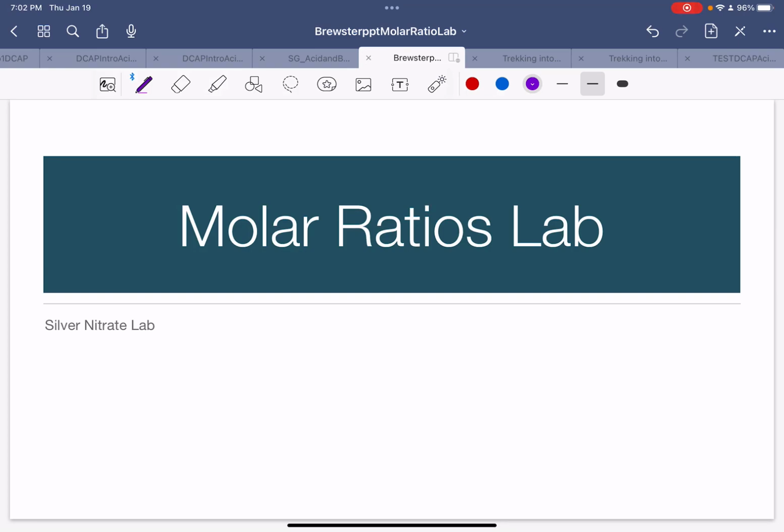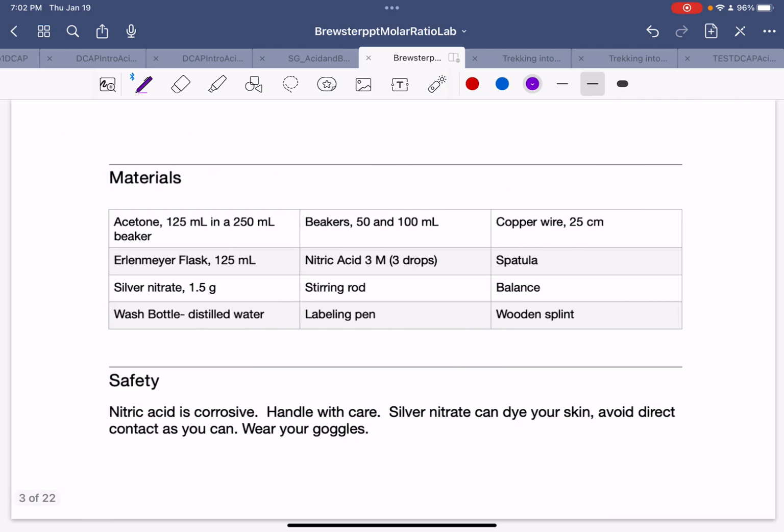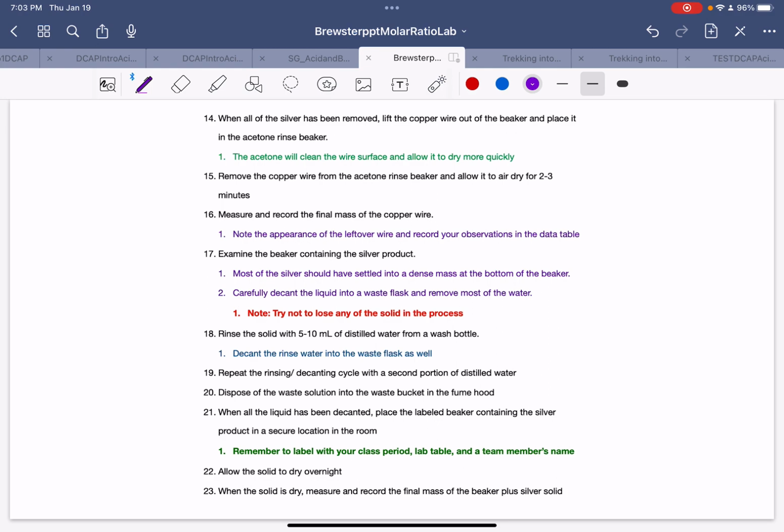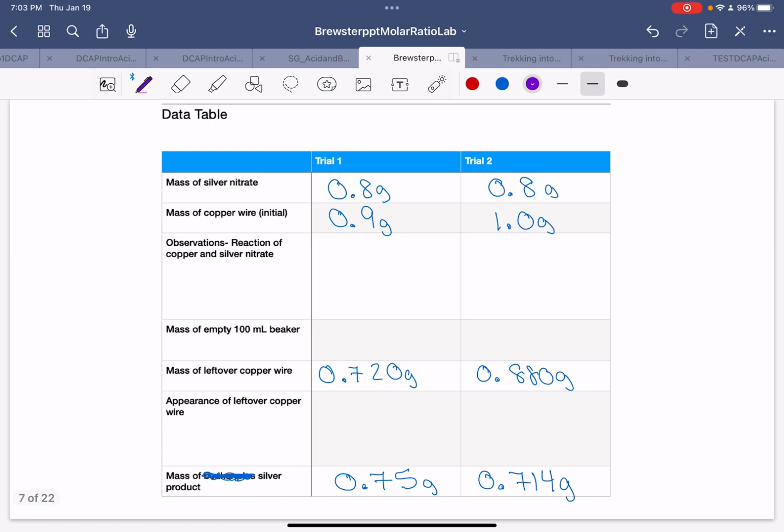Okay, molar ratios lab. This is the post-lab content. So you've completed your lab, and now we need to look at what you have and how you did. This is going to introduce some of the stoichiometry calculations that we're going to get accustomed to and used to doing in this class. What we're going to do is take your data.